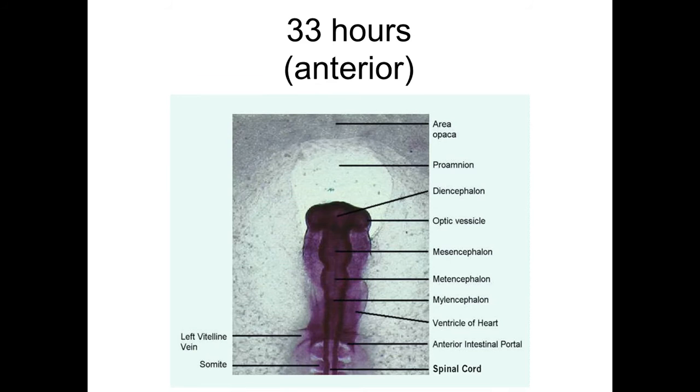Alright, so here we can see the divisions of the rhombencephalon, which are the metencephalon and the myelencephalon. The non-divided midbrain, which is the mesencephalon, and the more dorsal structure of our forebrain, which is the diencephalon. Diencephalon is associated with the optic vesicles.